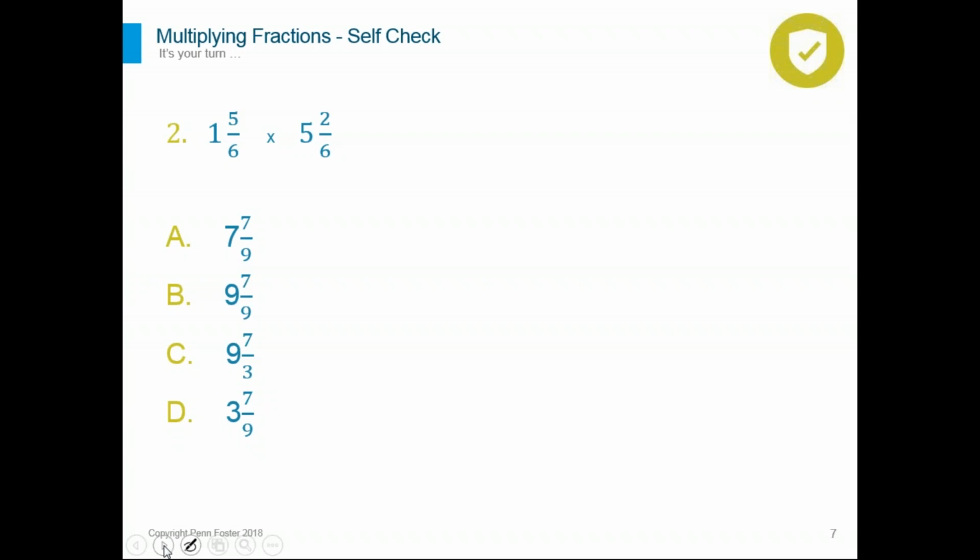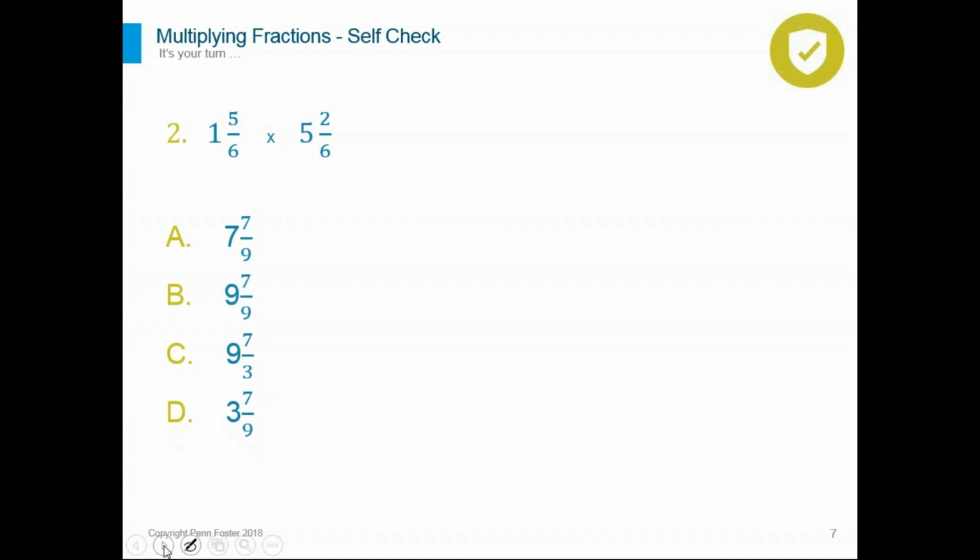Remember, when we change the mixed number to an improper fraction, you multiply the whole number times the denominator and then add it to the numerator. So you want to do the same thing on both mixed numbers and then decide on the common factors to eliminate. Okay, let's do the question together.